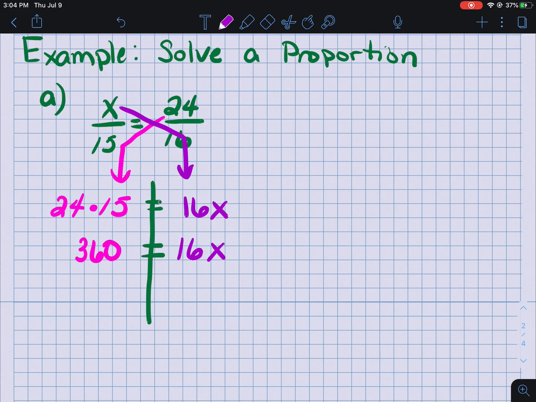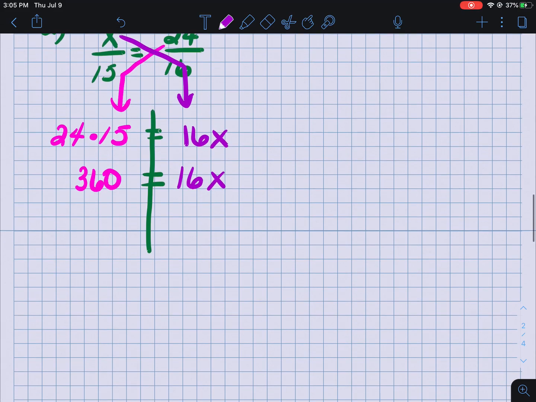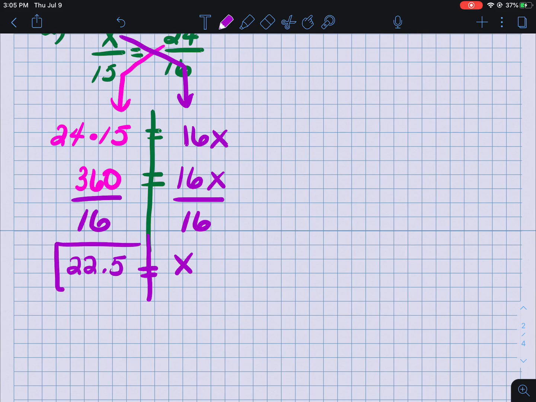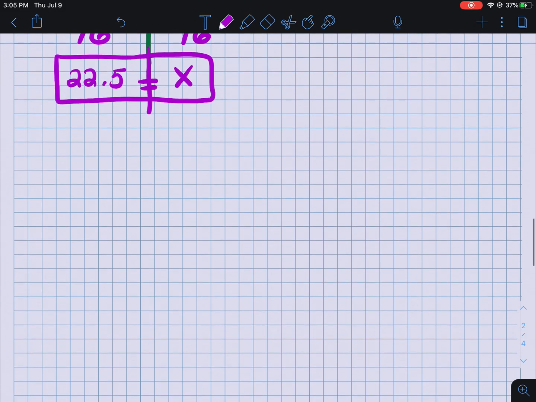So then we do our final step. We divide. What do we need to divide by? Well, 16 is what's attached to the x, so to get it off, we're going to divide both sides by 16. I'm dividing both sides because that's the rules of algebra. Okay? And so then we get 360 divided by 16, and you get 22.5. And that's your answer. Okay? So again, not a lot of new stuff. We're doing cross product, and then we're solving an equation. Let's do two more examples.